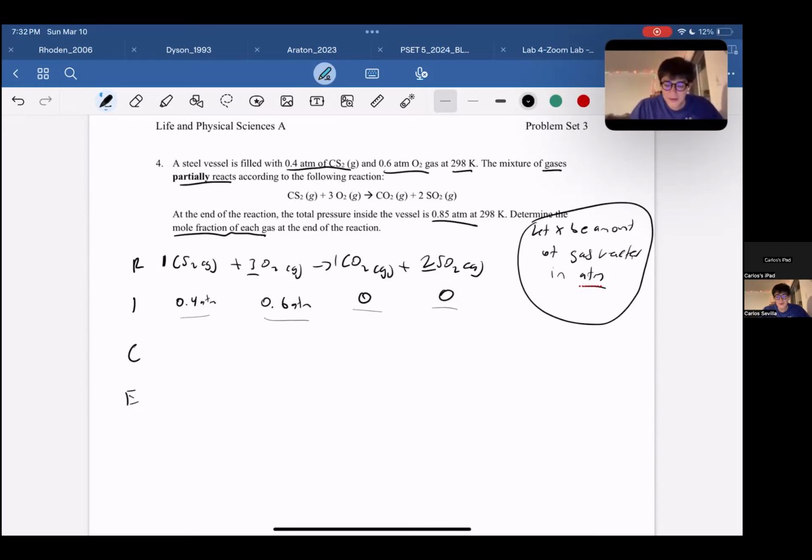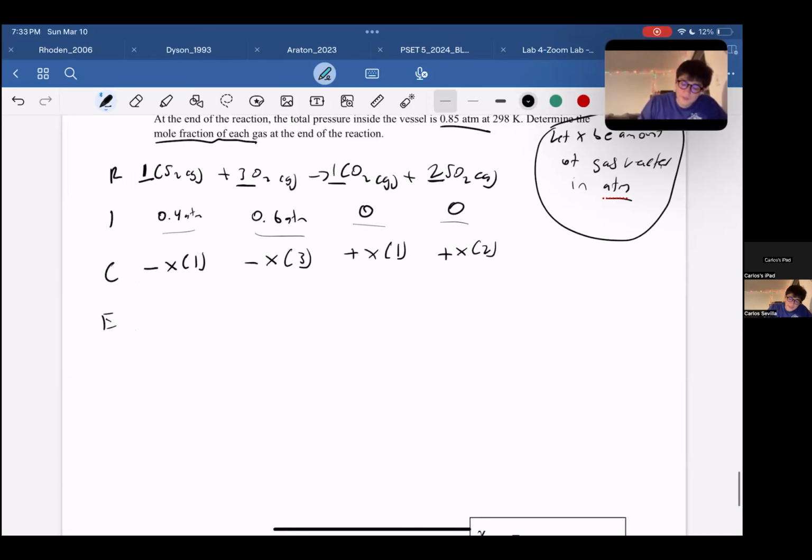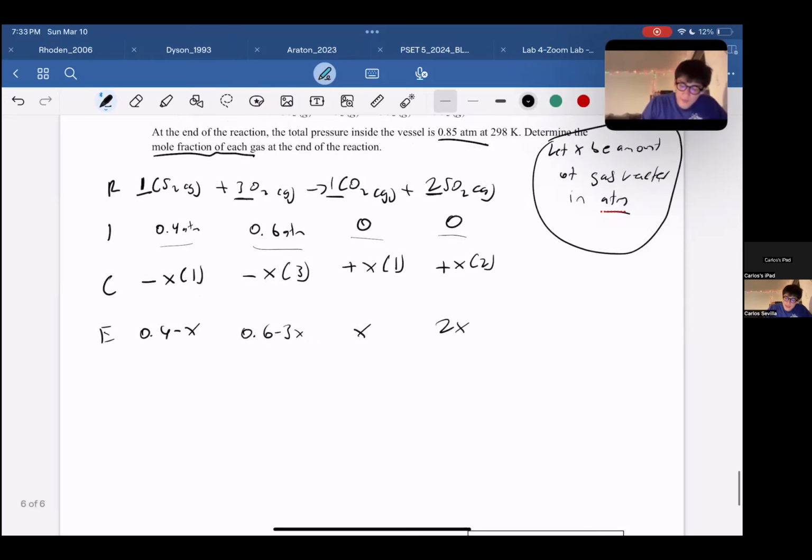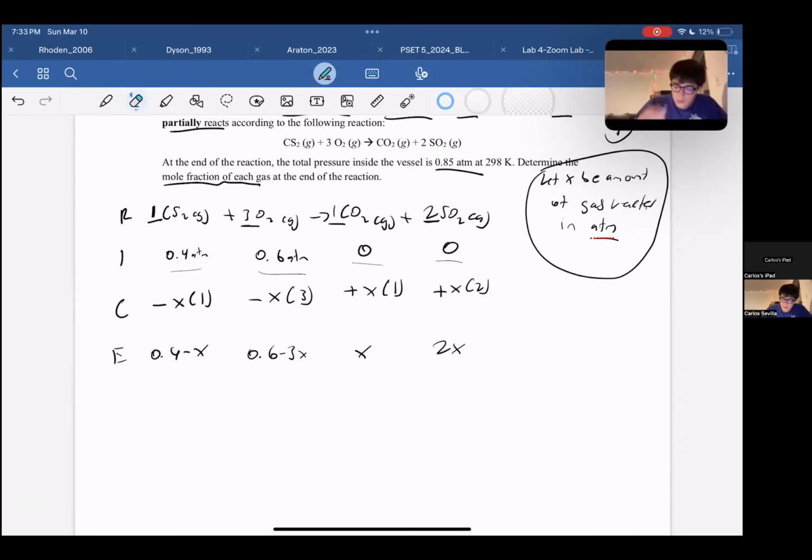And instead of calculating the limiting reactant, which we don't know, again, because we don't know what value makes this go into equilibrium, we use this variable x. Let x be the amount of gas reacted in atmospheres. Cool. So we start here with x times 1 for the corresponding coefficient, minus x times 3 for the corresponding coefficient, plus x times 1 for the corresponding coefficient, plus x times 2 for the corresponding coefficient. And at the end of the day, we have 0.4 minus x, 0.6 minus 3x, and then we have x, then we have 2x.